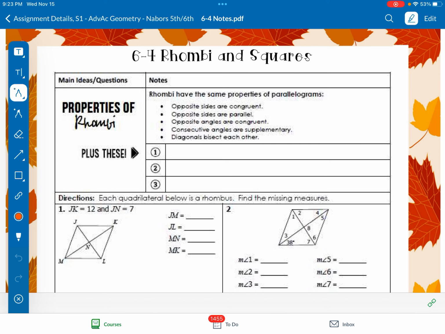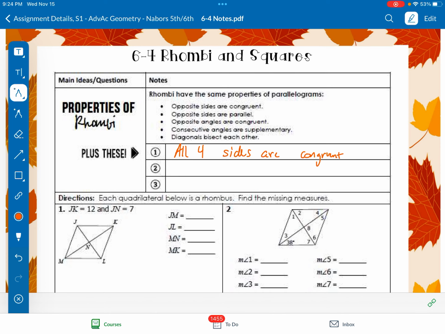Now let's talk about what makes a rhombus unique. The most important one that makes rhombuses or rhombi unique is that all 4 sides are congruent. That is very important. And you might be thinking, no, coach, that's a square. No, you're wrong. Just listen and wait.